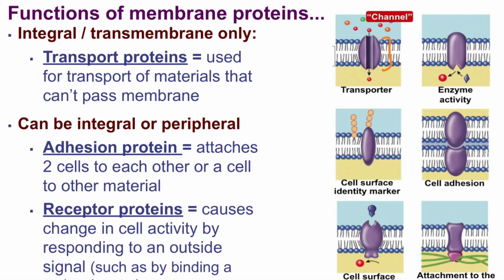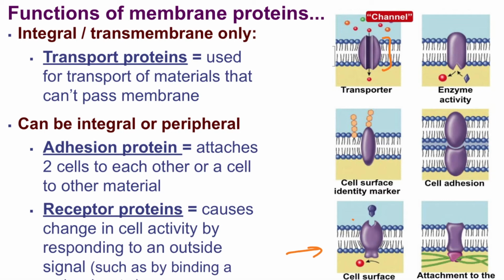Okay? Now, some other things that your proteins can do is they can be integral or peripheral. They can be adhesion proteins. In this case, adhesion proteins attach the cell to another cell or to another surface. And they can be receptor proteins, which means that they bind to materials either inside the cell or outside the cell, and that causes a change to the cell membrane or the cell itself. So you can kind of see that here.